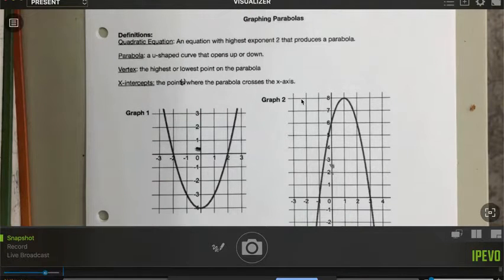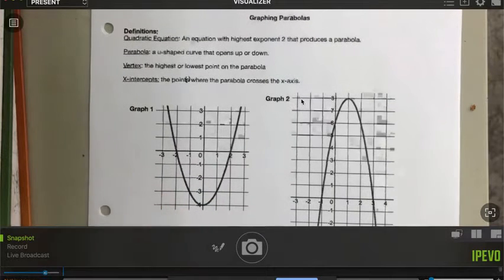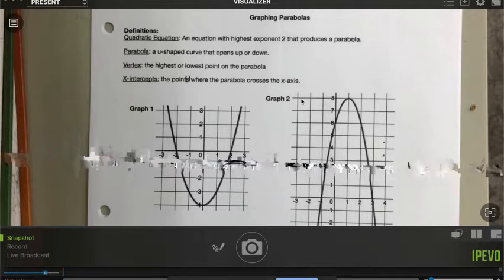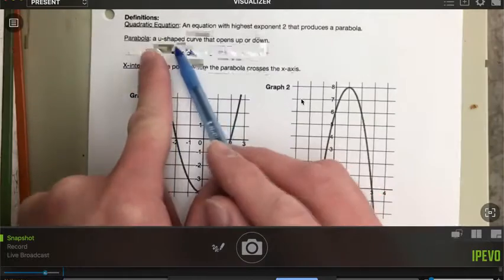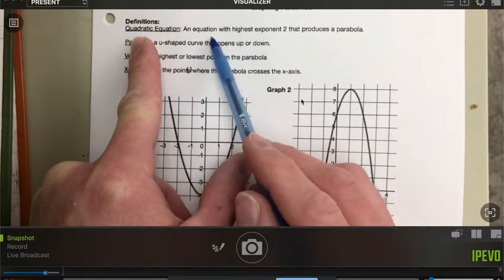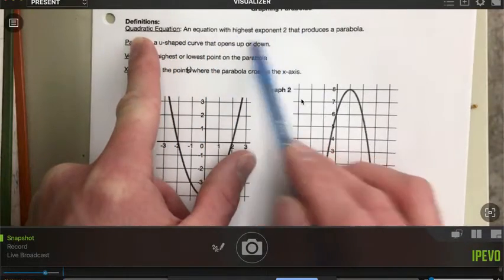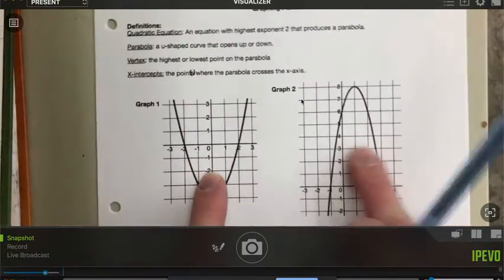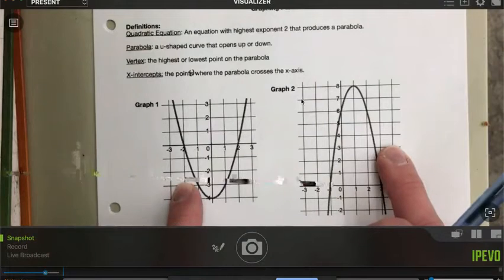All right, good morning. Just a reminder, if you were in class on Monday and Tuesday, you've already seen this. This is something to refer back to if you need it, but there's no need to watch the lesson again. Just remember, a quadratic equation is an equation that's got a greatest exponent of 2, and it produces a parabola, which is this U-shaped curve.